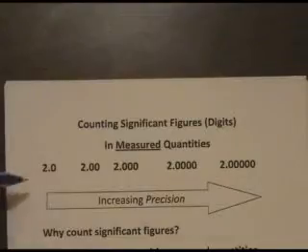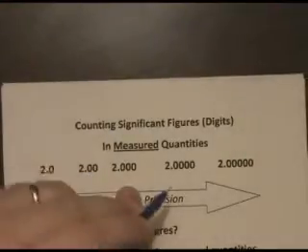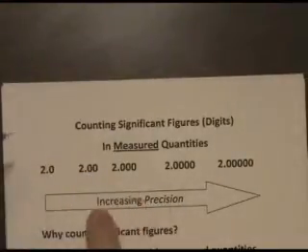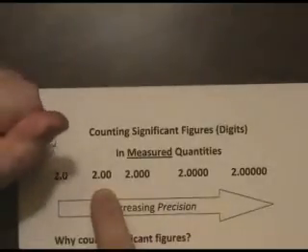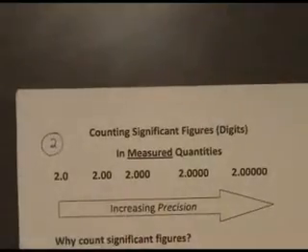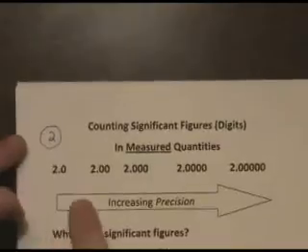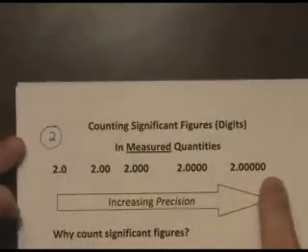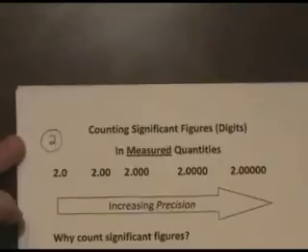In math class, the following quantities 2.0, 2.00, 2.000, and so forth probably would be counted all the same and could be used as simply the number 2. However, when we're dealing with measured quantities, as in science class, when we actually take measurements, the number of digits that show up within the measurement indicate the degree of precision of that measurement.